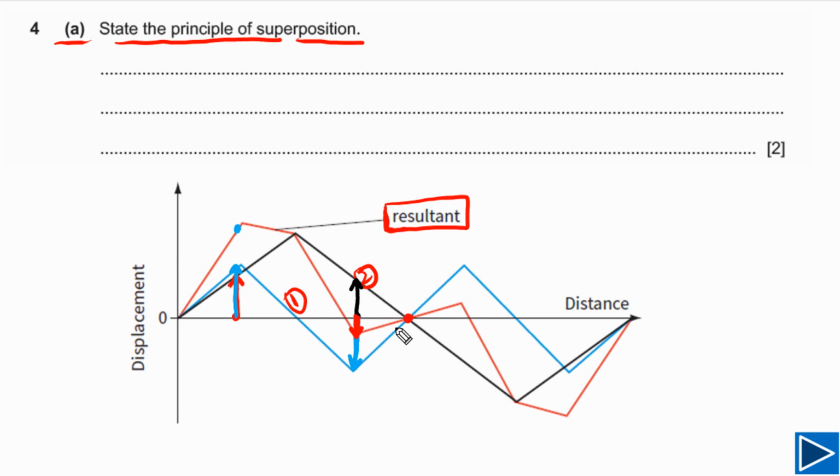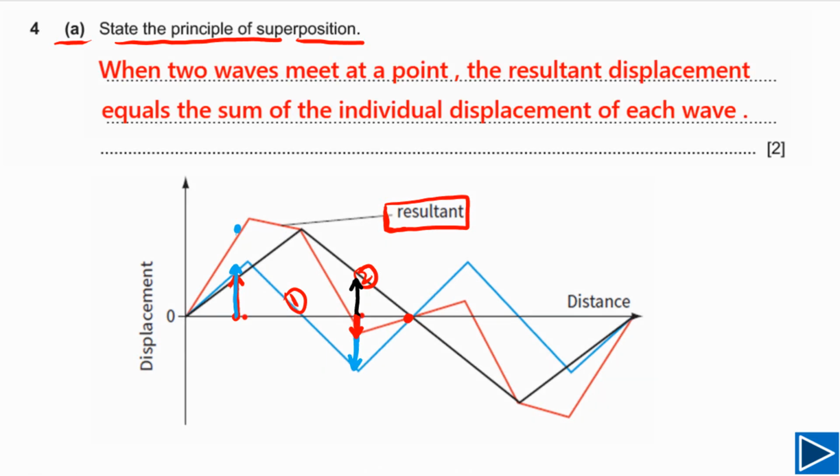Now let's try to write down our final answer. This is how you can state the principle of superposition. Simply you can say, when two waves meet at a point, the resultant displacement is equal to the sum of the individual displacement of each wave.